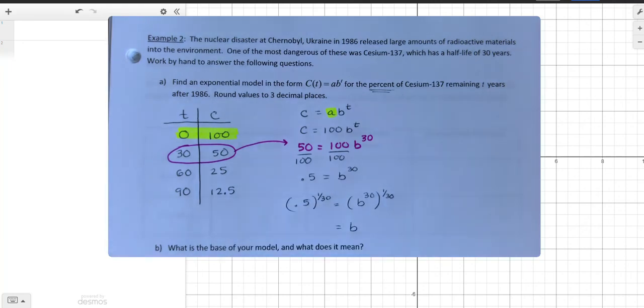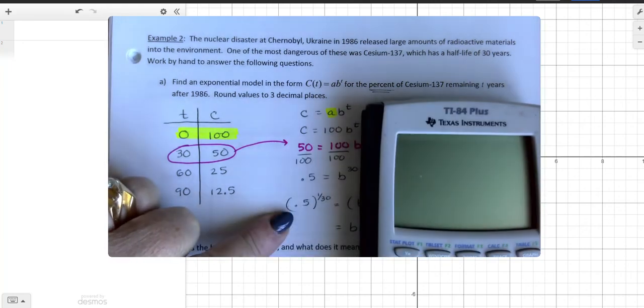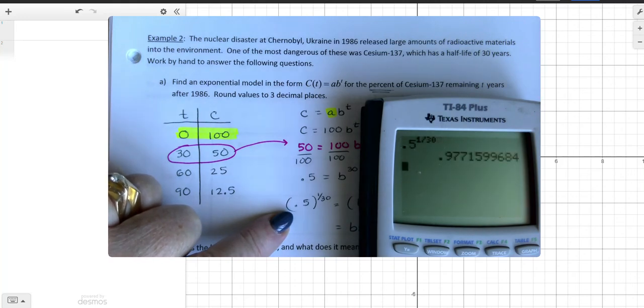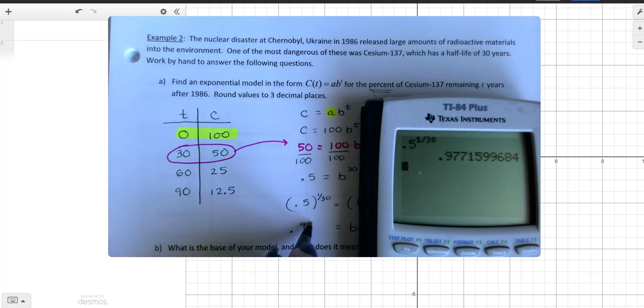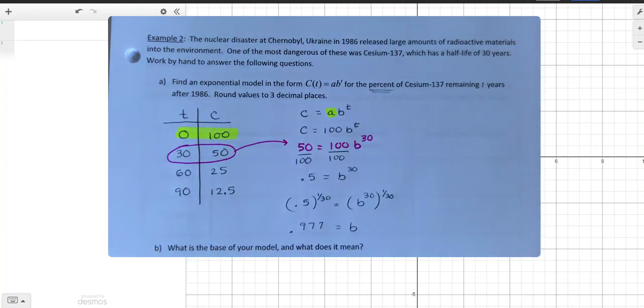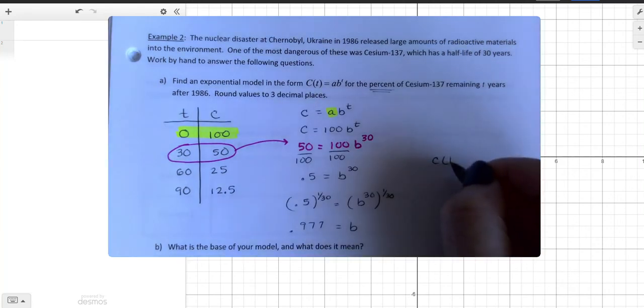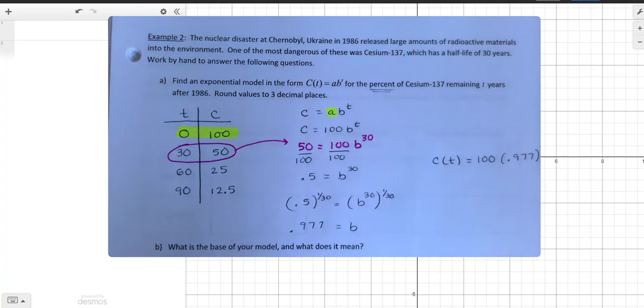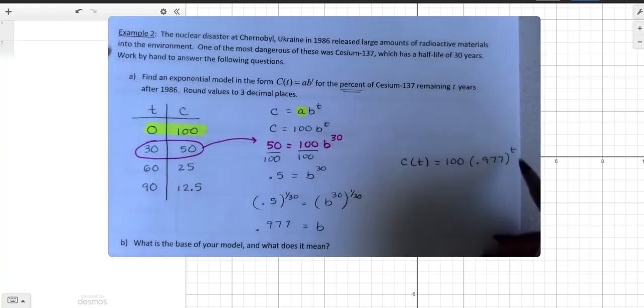They said to use 3 decimal places, so let's get that value correct to 3 decimal places. 0.977 for the B. So I'm going to say that my model looks like C of T equals, A was 100, and we just calculated B as 0.977 to the T power.